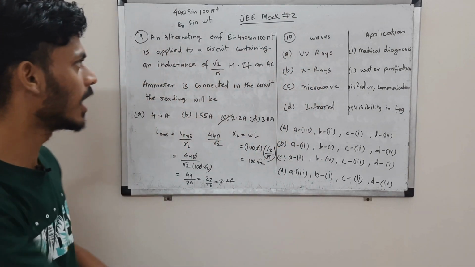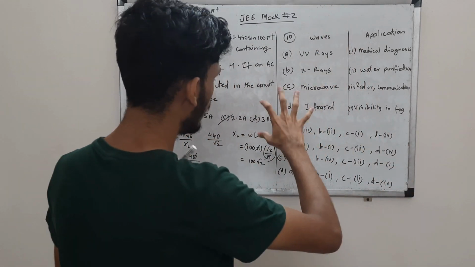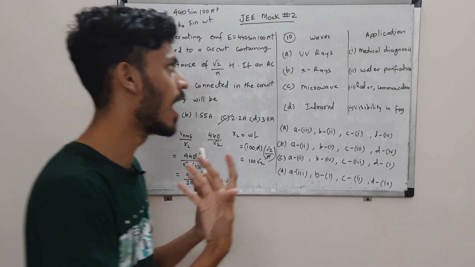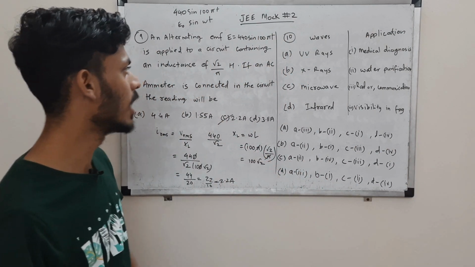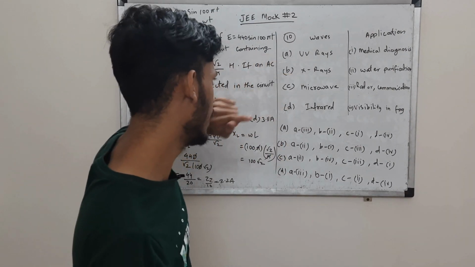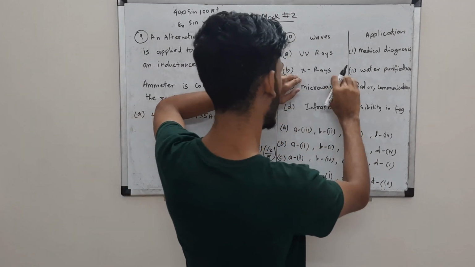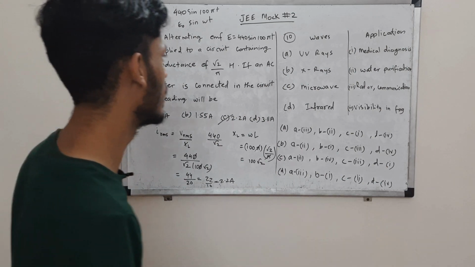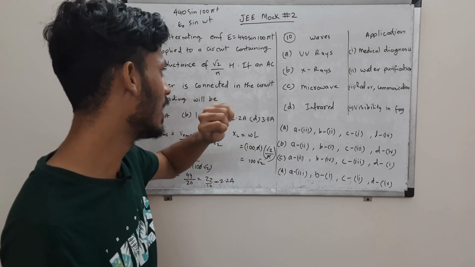Let's come to this one. We are supposed to match the columns. On the left hand side we have the different waves, and on the right hand side we have the applications. We are supposed to match the waves with their corresponding applications. Now it's pretty simple. If you see X-ray, I'm going by the intuition of the most appealing one. X-ray is used for medical diagnosis, right? For internal scanning, fractures and all. So X-ray is used for medical diagnosis.